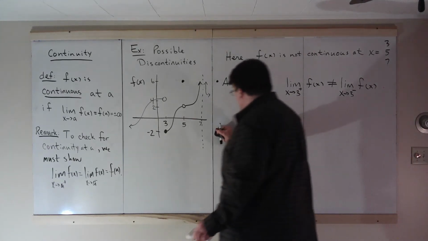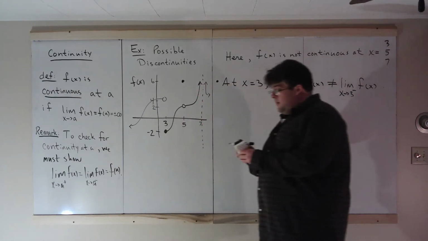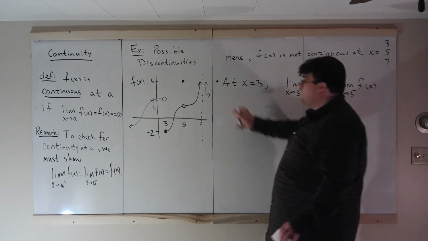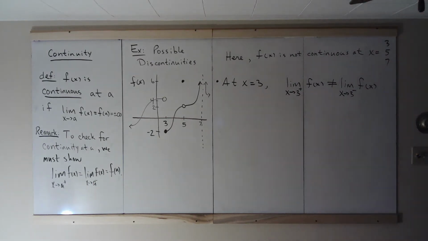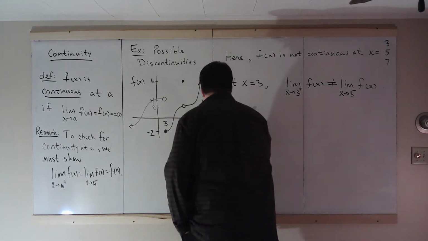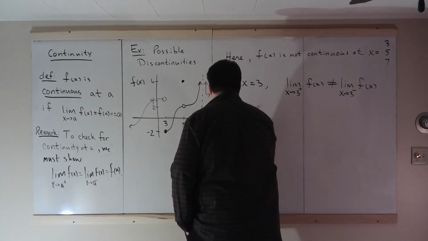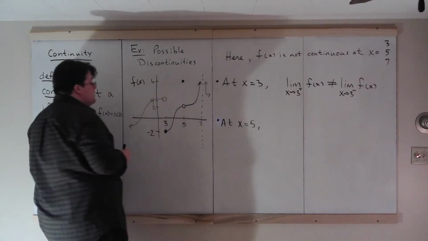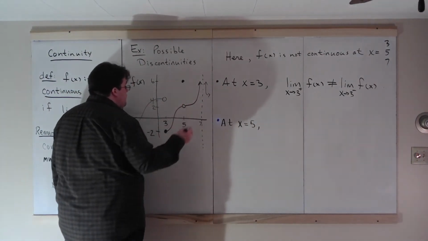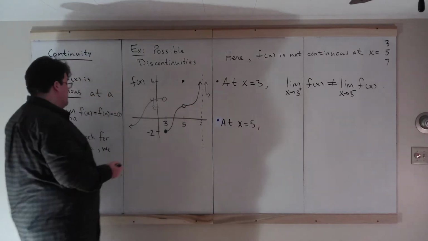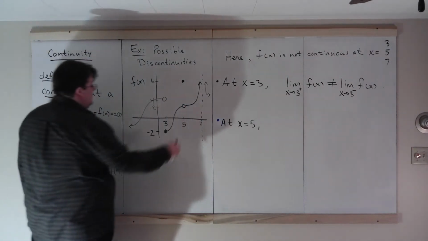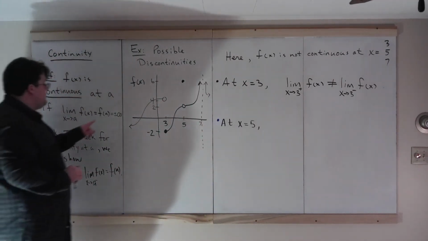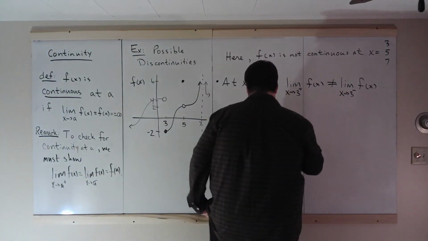Next, at x equals 5, I'm going to leave a line to write something under this bullet point. So if you're taking notes, you might want to also leave a line there. At x equals 5, what happens? Well, the limit as x approaches 5 from the left equals 2. The limit as x approaches 5 from the right is also 2. But f of 5 is 6.